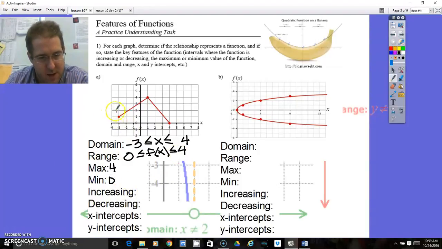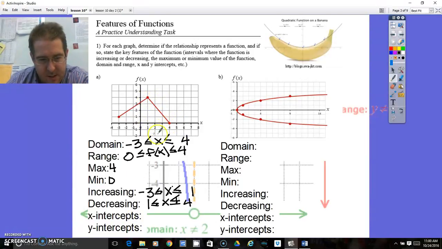The increasing intervals, when does it increase? From -3 to 1. So x can be anything in between -3 and 1 and be increasing on the function. And when is it decreasing? When it's after 1. So from 1 to 4. And that would be this piece, from 1 to 4, when it's decreasing. The x-intercept is right here. It crosses the x-axis at 4, and it crosses the y-axis, it looks like right there, at about 3.